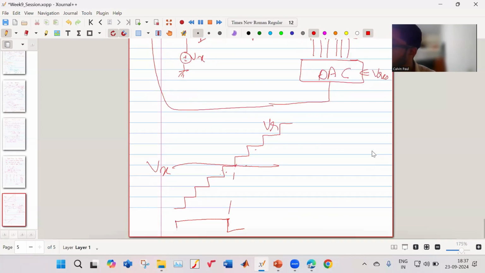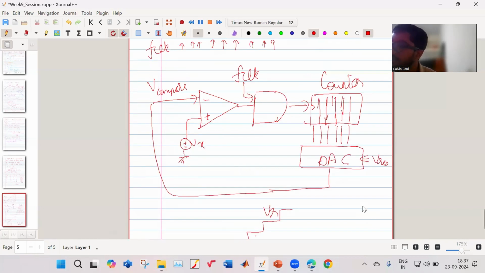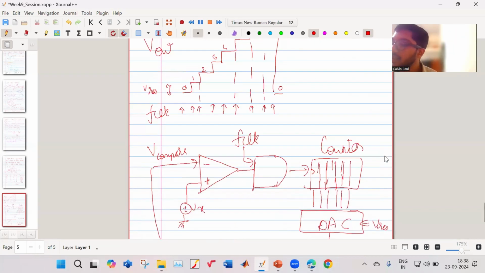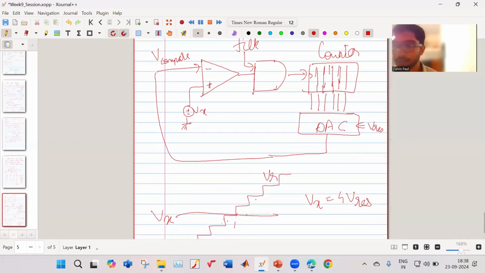Then your counter is disabled. Your counter will count 0, 1, 2, 3, 4, so it will count the value 4. After the comparator output becomes low, your counter will become disabled and it will hold on to the value 4. Then you can say your Vx is equal to 4 into V resolution. That is how we work with this digital ramp type voltmeter.